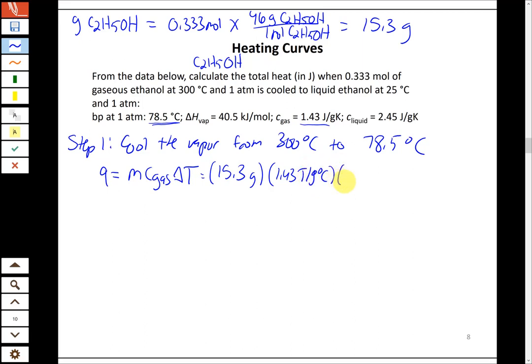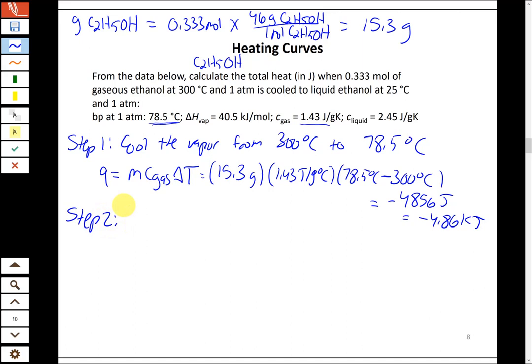And then our delta T, again, we have to make sure we're keeping straight which direction we're going. We're going final temperature of 78.5, that's where we're stopping, and we're starting at 300. So it's going to be a negative delta T when we're cooling down. So we get minus 4,859 joules, which is minus 4.86 kilojoules, okay? So all the terms here should be negative when we're going from higher temperature to lower temperature, whether it involves phase changes or not.